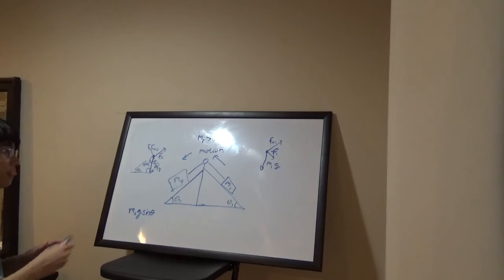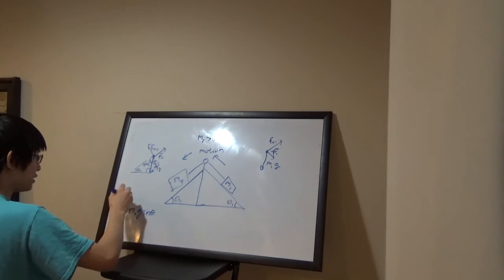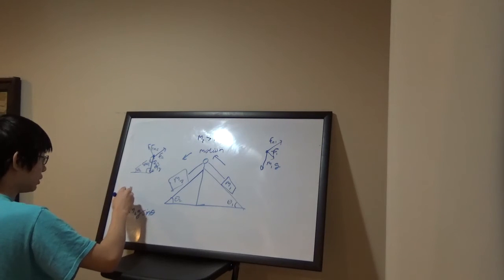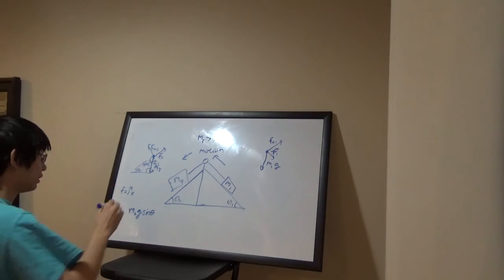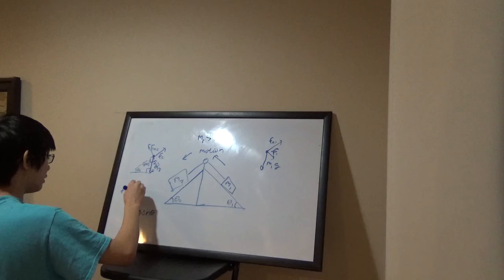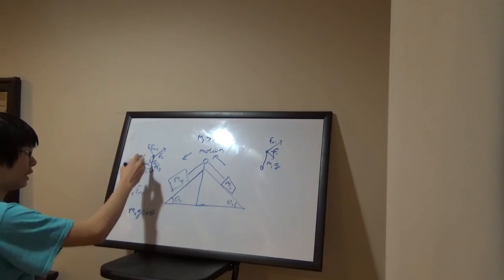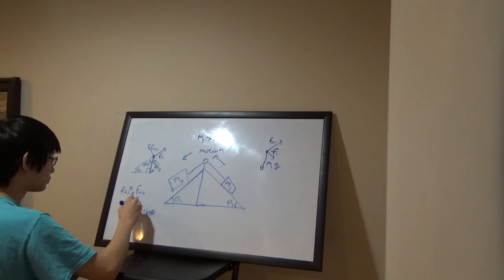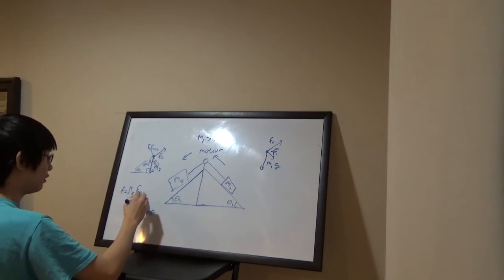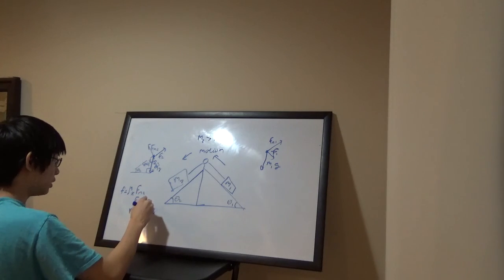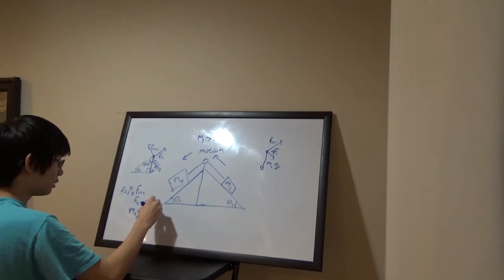Next thing we want to find is F2. Well, F2, from last video we know, is equal to mu k, because it's moving, multiplied by F of n2. What is F of n2? F of n2 is equal to m2g cosine theta.